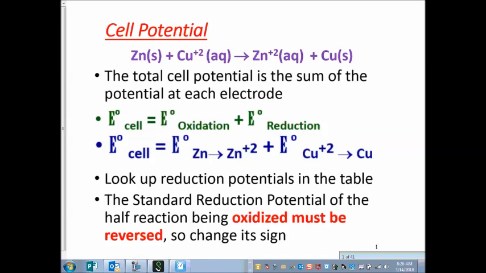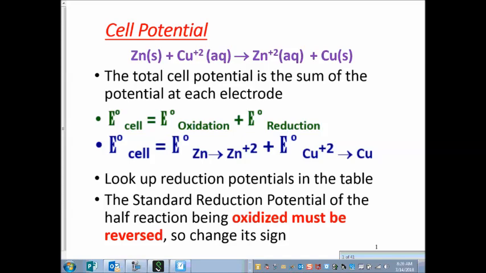Everything on the table, though, is written as a reduction half reaction. That's called standard reduction potentials. So you have to look at your overall reaction and figure out which one's being oxidized. Once you figure out which one's being oxidized, you look up that particular reaction on the standard reduction potential table, and you flip it. And when you flip the reaction to make it being oxidized rather than being reduced, you change the sign on the voltage value.